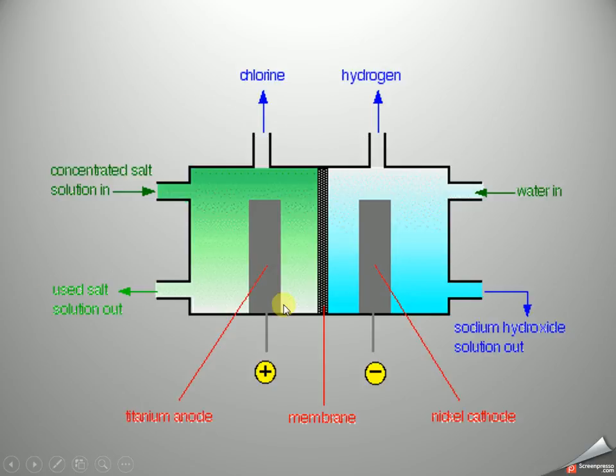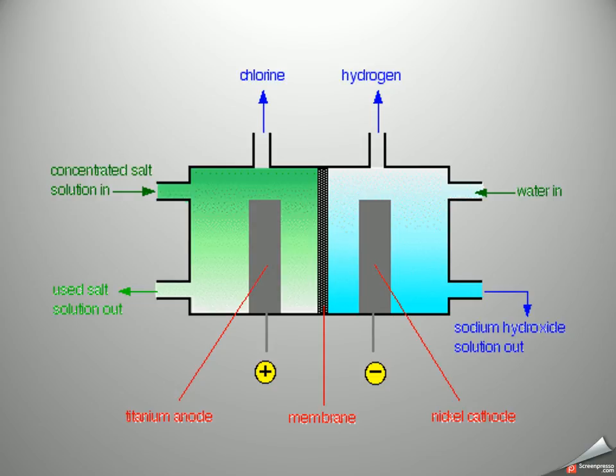The concentrated salt solution goes in. This is the anode over here, and this is the cathode. The anode is positive, and the cathode is negative. At the anode, chlorine gas is given out. At the cathode, hydrogen gas is given out. Remember that hydrogen is used in the Haber process, so they probably sell the hydrogen to the Haber process people. Also made is sodium hydroxide, which as you know is an alkali, and they can sell that too, so they can make lots of different things.